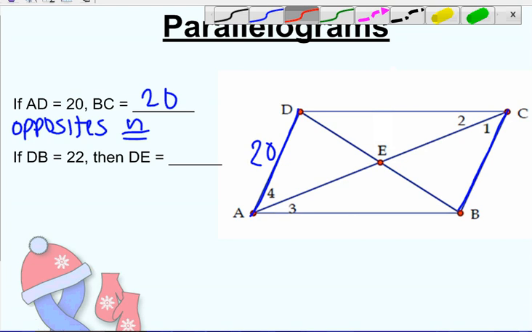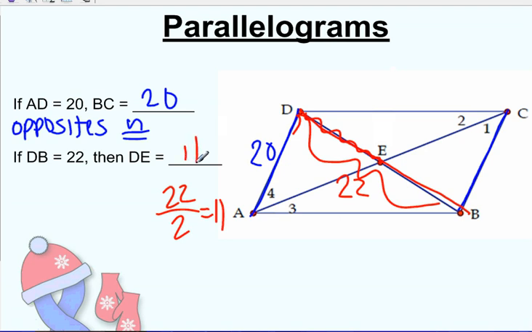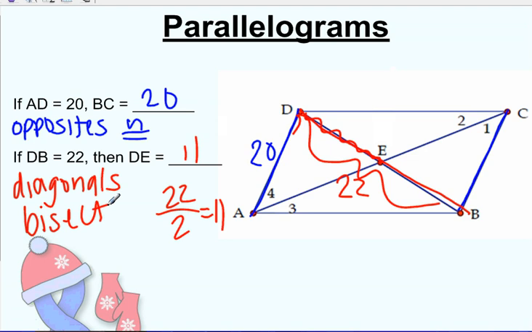We have DB, so D to B is the diagonal, okay? Then what is DE? So here's DE. So if we know the full diagonal is 22, the whole thing, and we know that they bisect each other, so they cut each other in half, DE is going to be half of 22, which is 11. So there we use the fact that diagonals bisect each other. Okay, diagonals bisect.